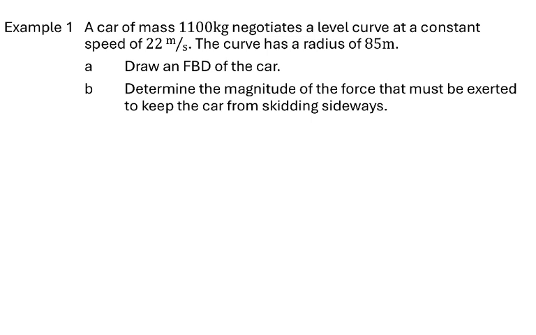How does it look when we do it? A car of mass 1100 kg negotiates a level curve at a constant speed of 22 meters per second. The curve has a radius of 85 meters. Draw an FBD of the car. So, as we know with any free body diagram, the object is just a box.